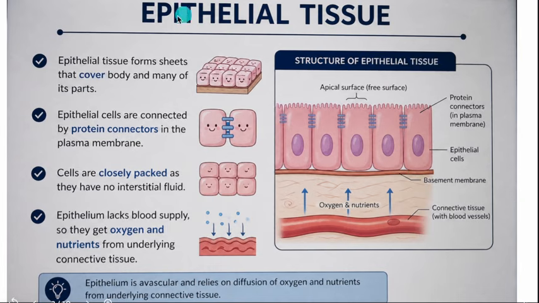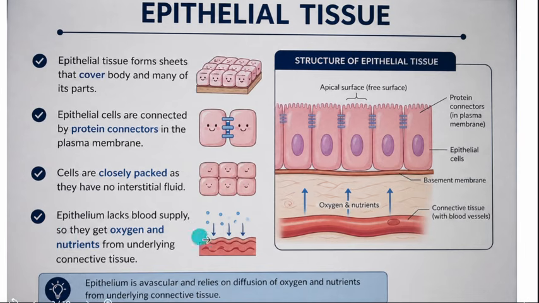So first of all, what is an epithelial tissue? An epithelial tissue forms sheets that cover the body in many parts. The cells of epithelial tissue are connected to each other by protein connectors. So where are the protein connectors? They are in the plasma membrane of the cells. These cells are closely packed because they do not have any interstitial fluid between them.